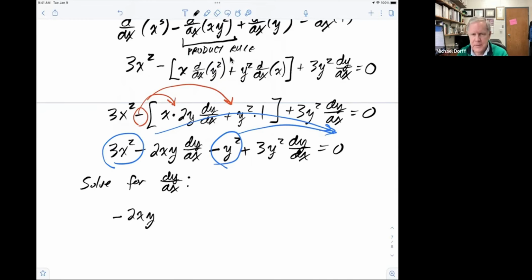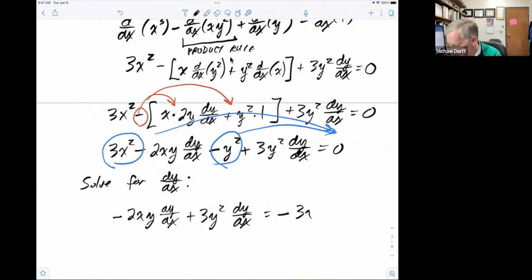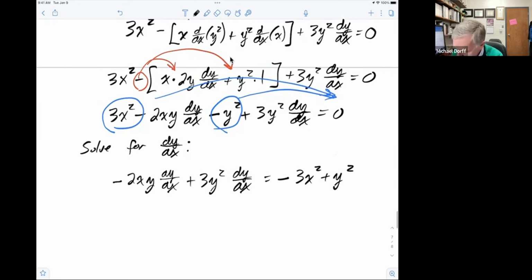And so I'm going to, now forget it. I'm just going to do it. I'm going to show you all the steps. It's probably just as quick to do it this way. So when I bring the 3x squared that's circled in blue to the right hand side, I get negative 3x squared. And when I bring the minus y squared to the right side, I'm adding y squared to both sides. So I've got plus y squared. And now I can factor out the dy/dx on the left hand side to get this.